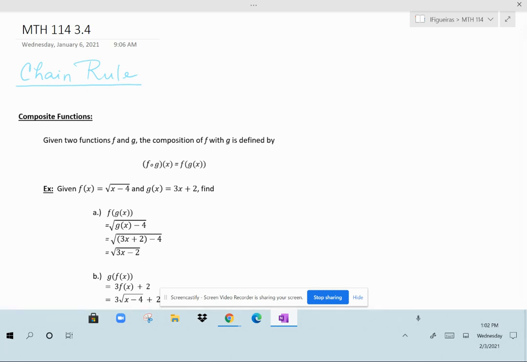Hi, this lesson is about chain rule. In order to understand chain rule, we have to understand composite functions. So a composite function is a function of a function.